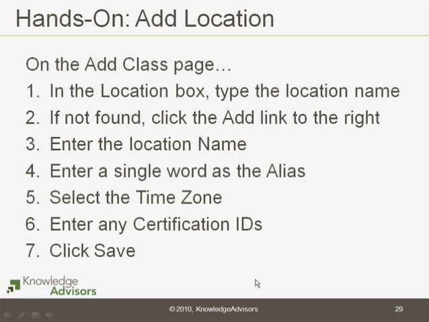On the class add page, you'll want to type the location name in the location box to see if it already exists, and if it doesn't, go ahead and click the add link. Enter the location name, enter a single word as the alias, select the time zone, enter any IDs for the location that may be required, and click Save.